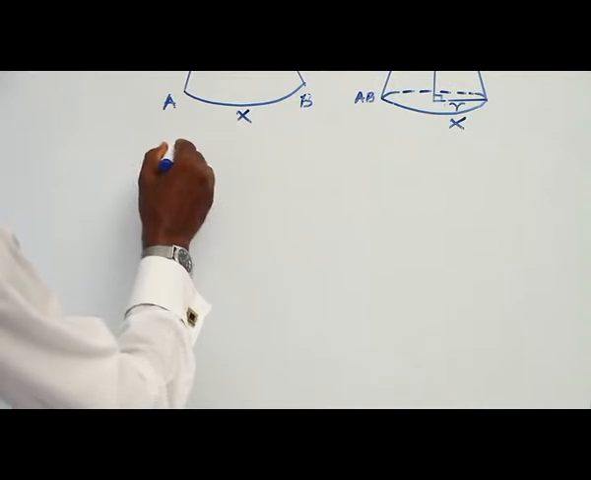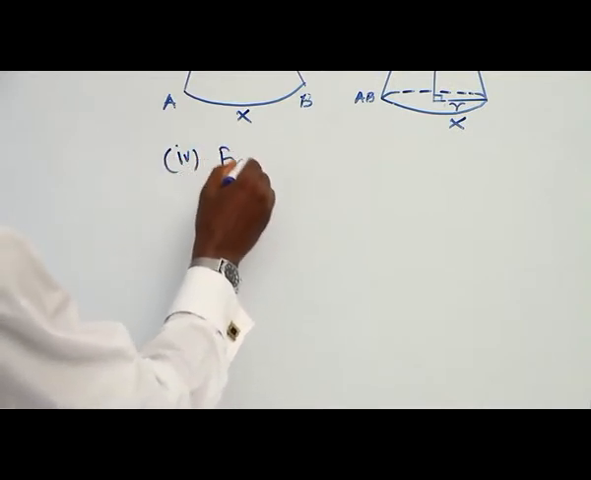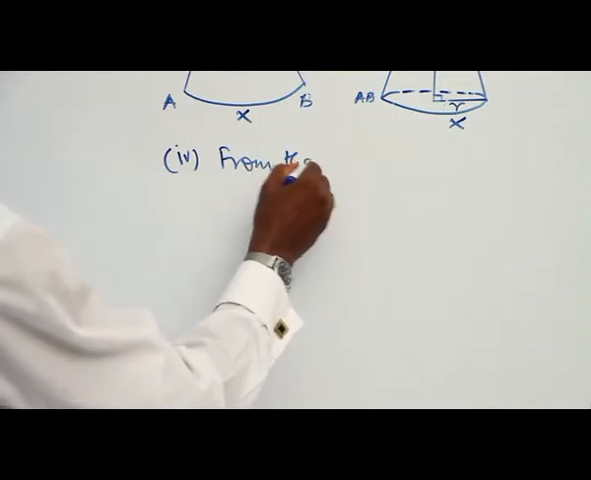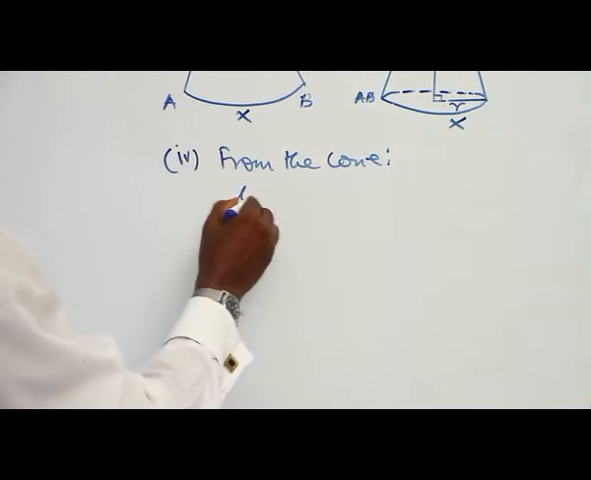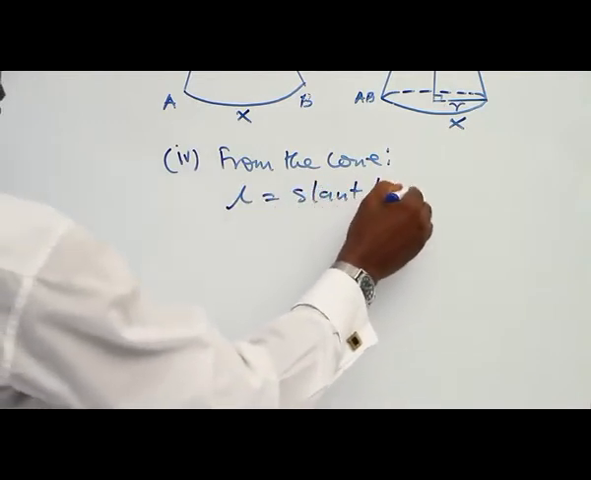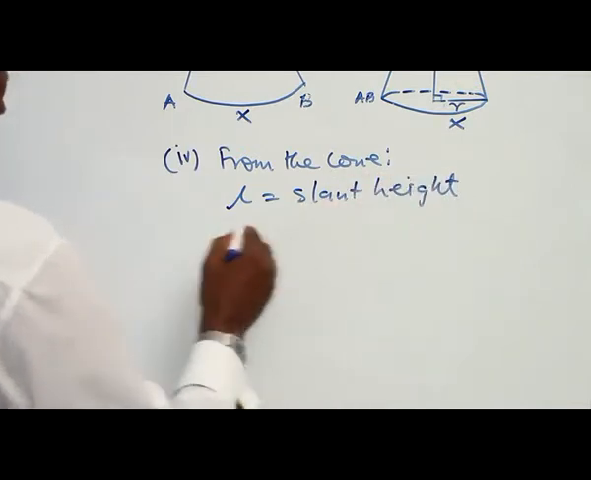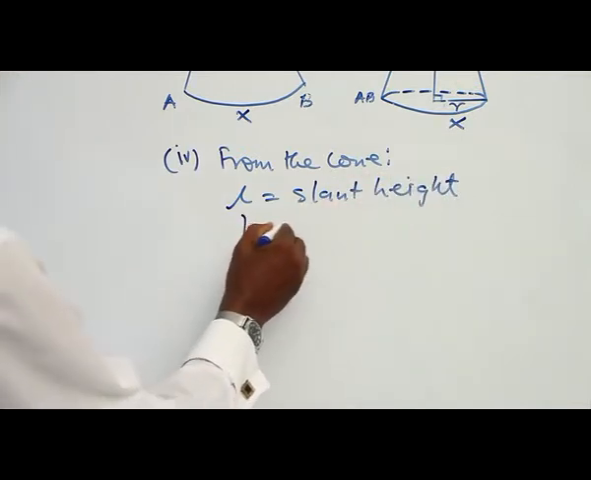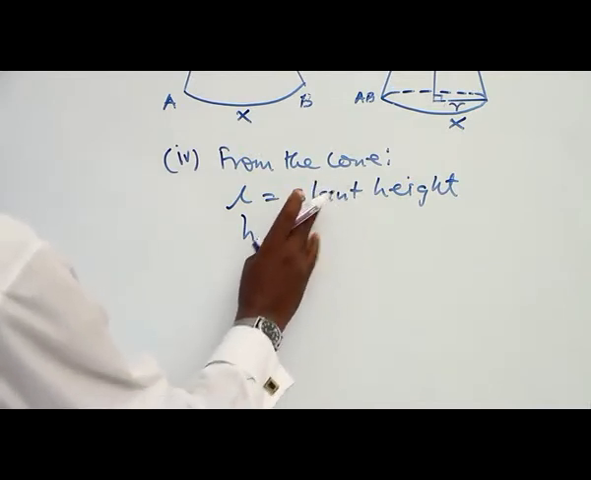Another deduction, the fourth one. From the cone, we have L there representing the slant height. And then we have H representing the height, which I will refer to here as the vertical height.